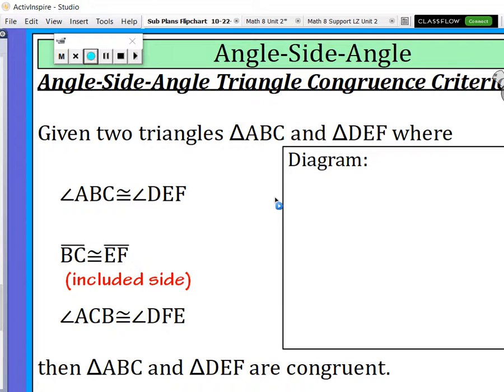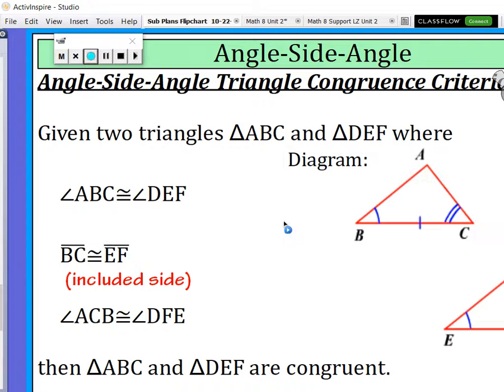Alright, so your diagram should look something like this. So I have triangle ABC and DEF. If I have the two angles B and E that are congruent and the two angles C and F that are congruent, and the included sides BC and EF are congruent, then I know that the triangles themselves are congruent. So I could then write my triangle congruence statement and say that triangle ABC is congruent to triangle DEF. Okay?